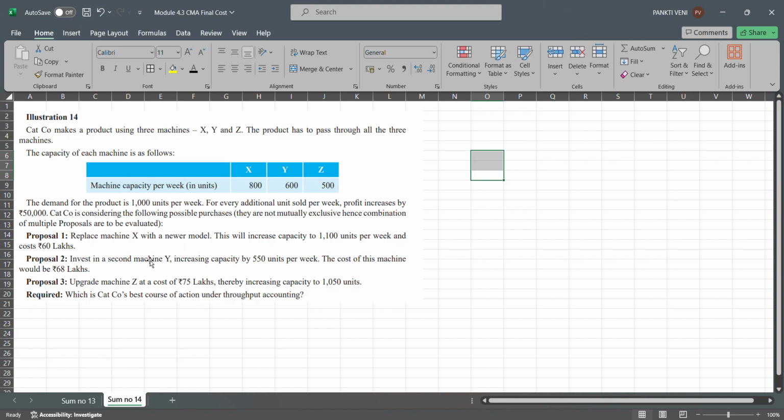CAT company is considering the following possible purchases. First one is replace machine X with a newer model, invest in second machine Y and upgrade machine Z. So what does the company want to do? Company wants to purchase a new machine and replace machines X, Y and Z. In which order the company can do it, that we are supposed to answer. So I'll just prepare a table, particulars, X, Y and Z, and I have a total.